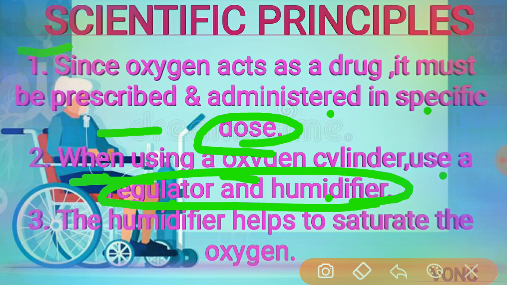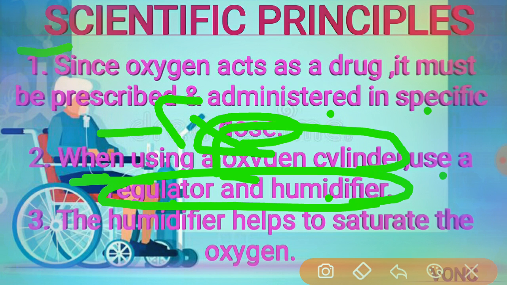So if we are using the oxygen cylinder for administering the oxygen, we must remember that we have to use the regulator and the humidifier. The purpose of the regulator is especially for reducing the pressure of the oxygen in the cylinder, so that it will be provided at a safer level. Okay, so by maintaining the regulator and the humidifier, the flow can be measured in liters.